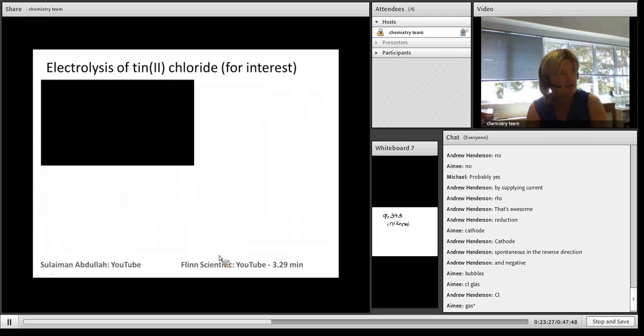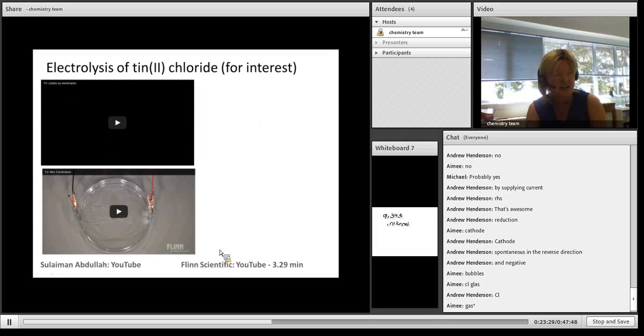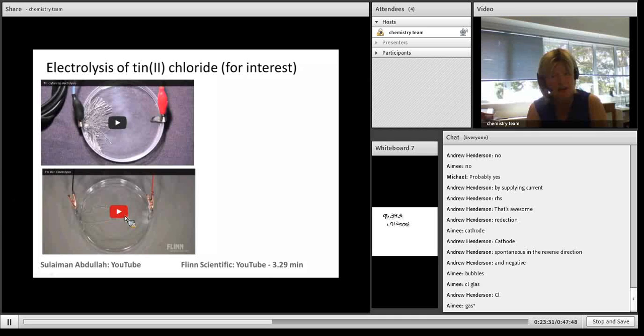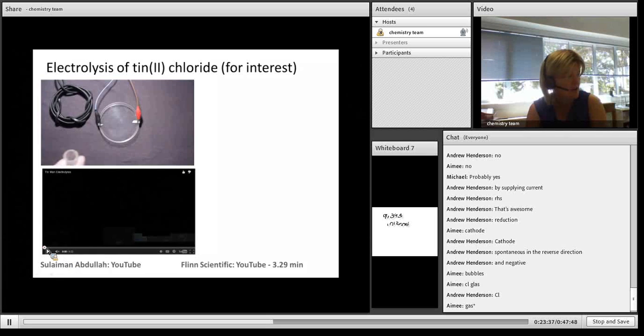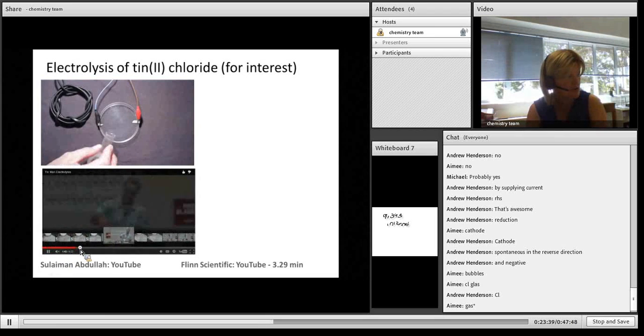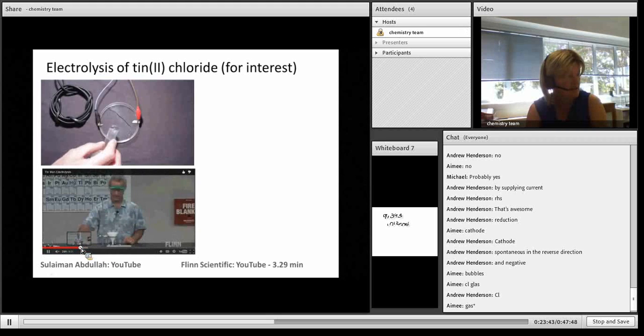Okay, now what I've shown in the next two things is just to show that it can be more complicated. So I'm saying this is for interest only, but I'm going to switch these on, and this one is quite a long one, so I'm going to move it on to 3.29. Whoops.